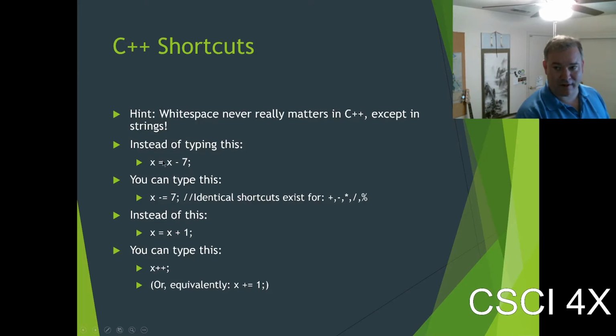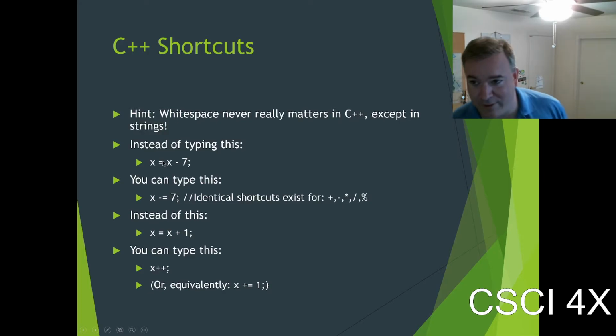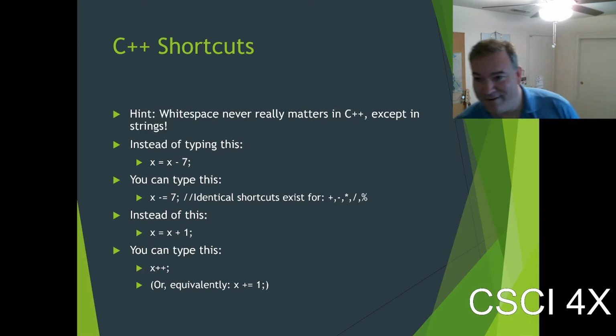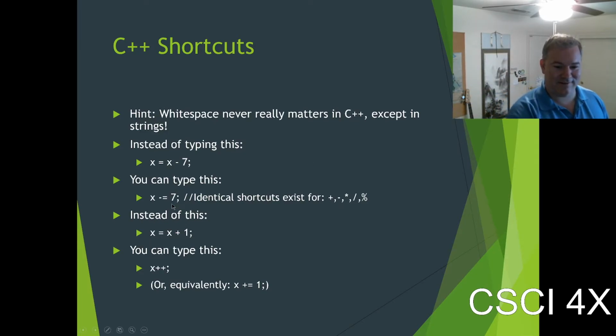So rather than typing this whole thing out, you can type this instead. And this is useful if you have a really long variable name. You would have to say, hi, I'm a really long variable name, equals, hi, I'm a really long variable name, minus 7. By doing minus equals, or you can do plus equals, or times equals, or divide equals, or modulus equals, you don't have to type the variable name twice, which is nice.